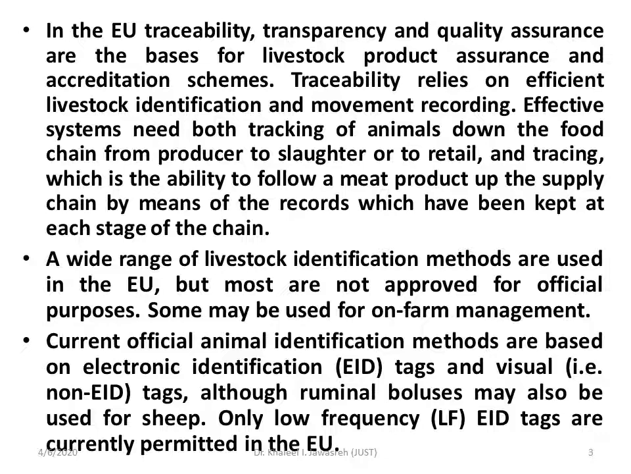Current official animal identification methods are based on electronic identification, EID. These are the EID electronic identification tags, and visual or non-EID tags. Although a ruminal bolus may also be used for sheep, only low frequency (LF) EID tags are currently permitted in the EU. This is an example of how Europe deals with such devices for traceability or for tagging the animal.